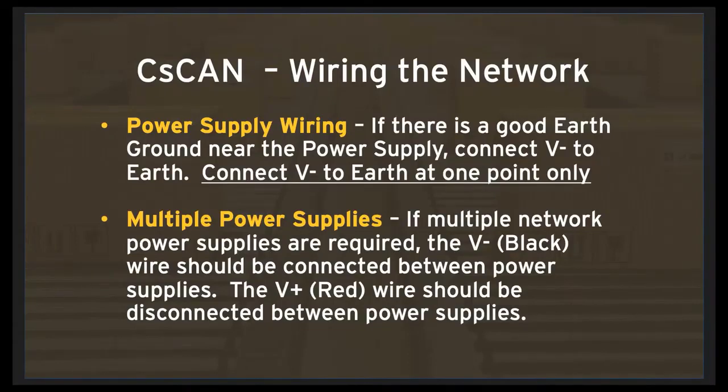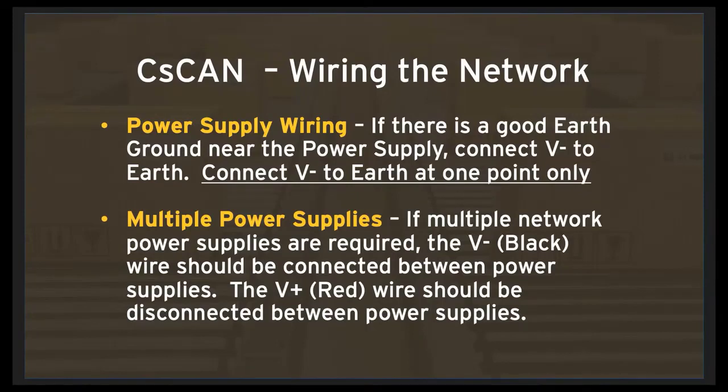Now, what about the scenario where you need multiple power supplies? How does that work? Remember, the reason we need multiple power supplies is because we're exceeding 4 amps on a particular segment, and we couldn't get around it by just moving the power supply around. If multiple power supplies are required, you're going to connect the V- or the black wire between power supplies. Okay, so the V- wire will be continuous on the entire network. Now, the V+ wire, on the other hand, the red wire, should be disconnected between power supplies.